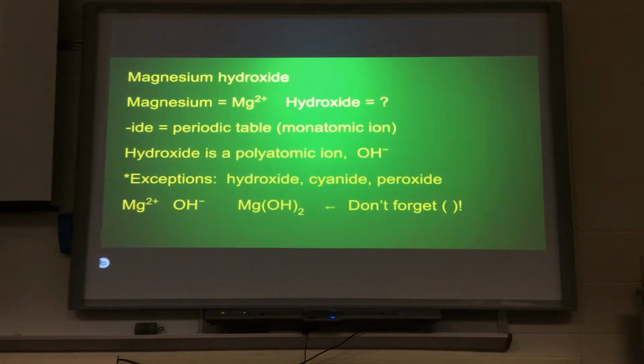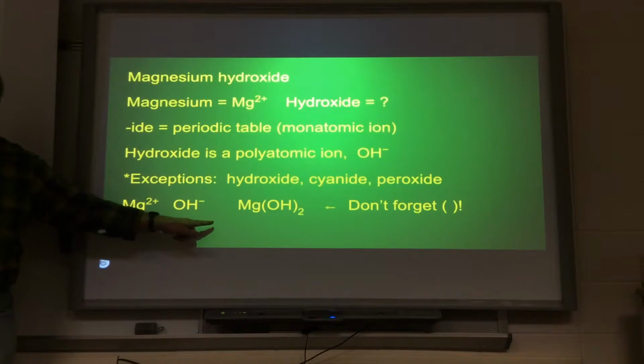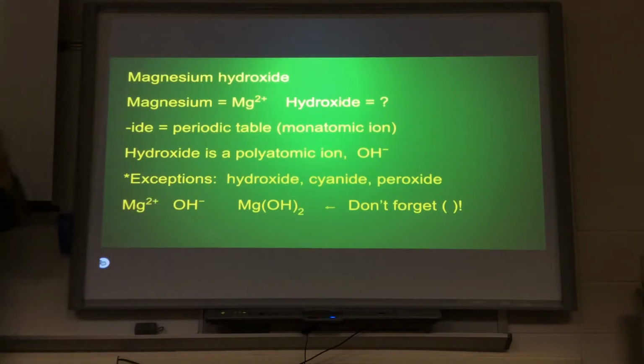So Mg with the 2+, with an OH with a minus. I need 2 OHs. Cross my charges. 2 goes with the OH, only a 1 with magnesium. Don't forget your parentheses. Hydroxide's a common one people forget the parentheses with.